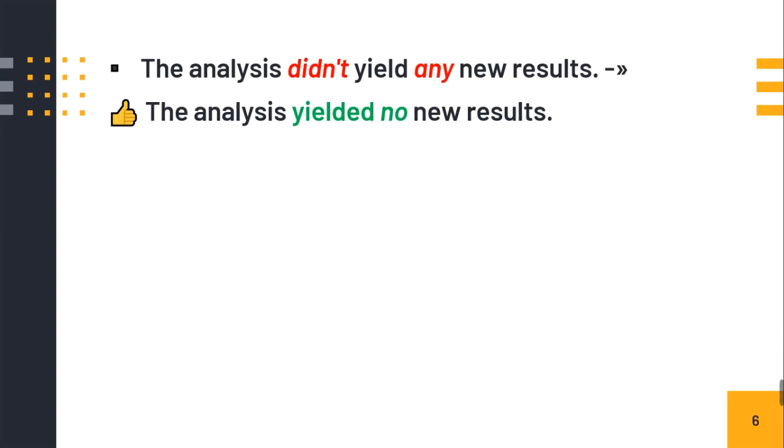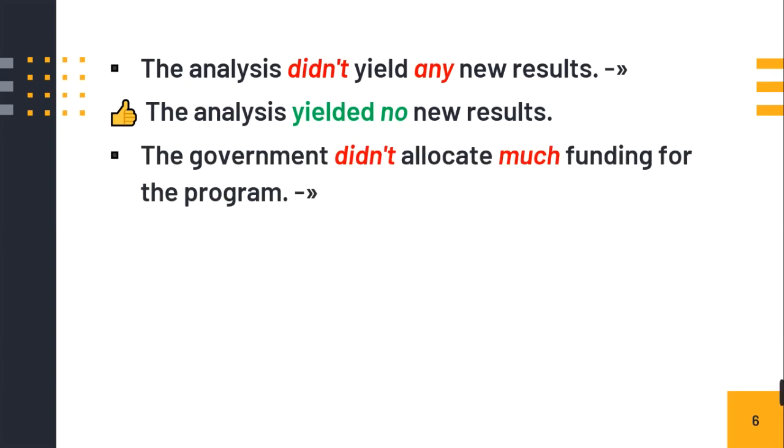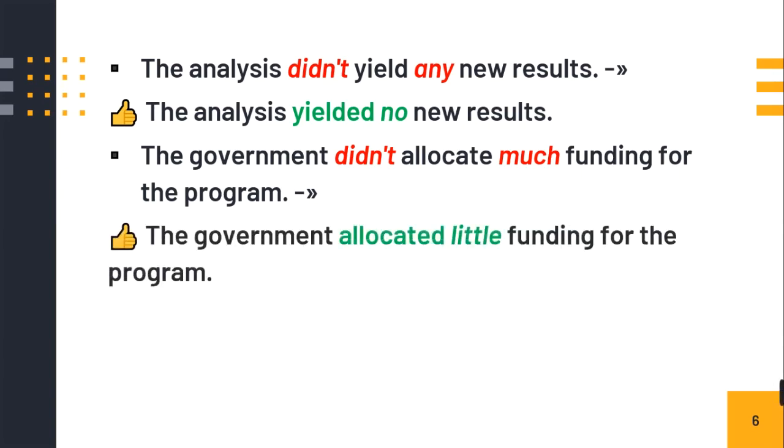In a simple example, we can say, I have no money. So this is like that. Verb comes first, and then after that, the negation by no. The next example is the government didn't allocate much funding for the program. The better form of this negative is by saying the government allocated little funding for the program.